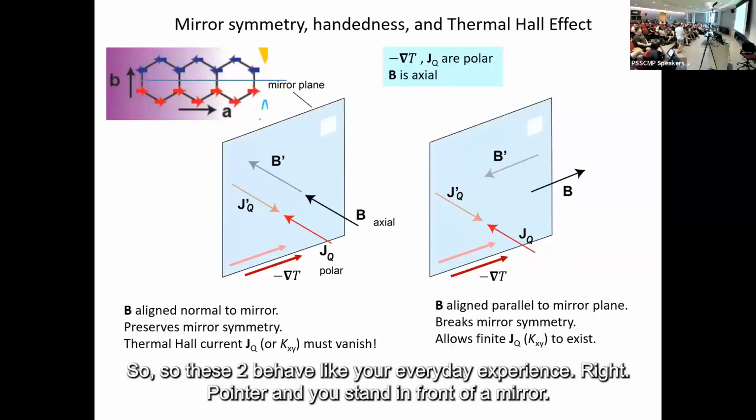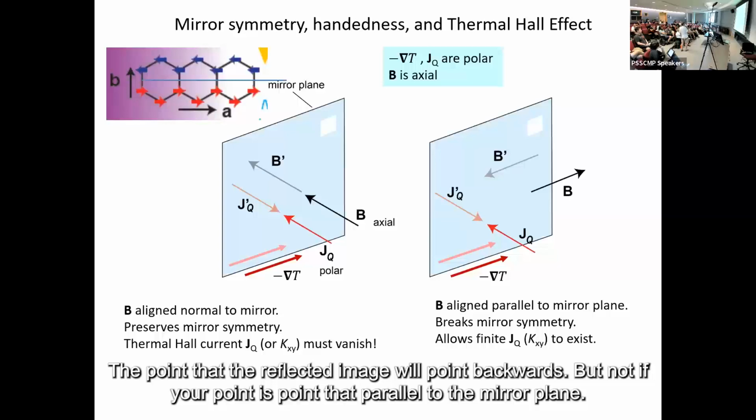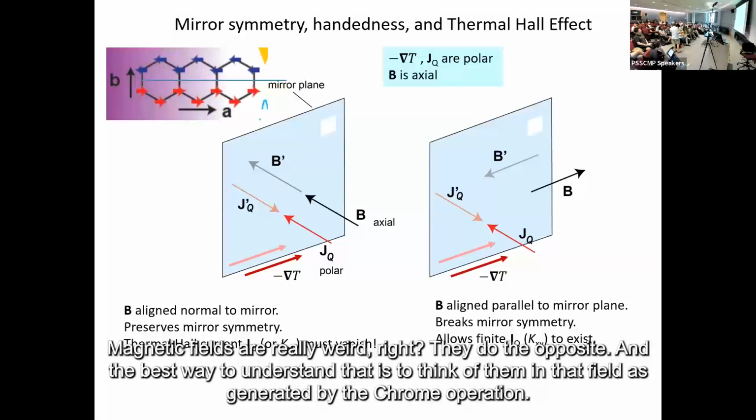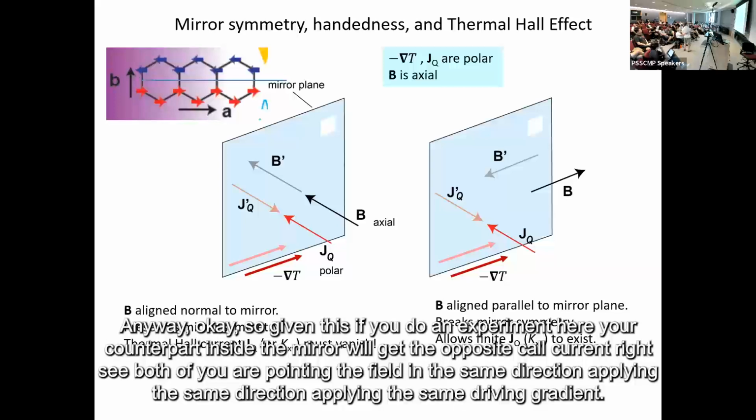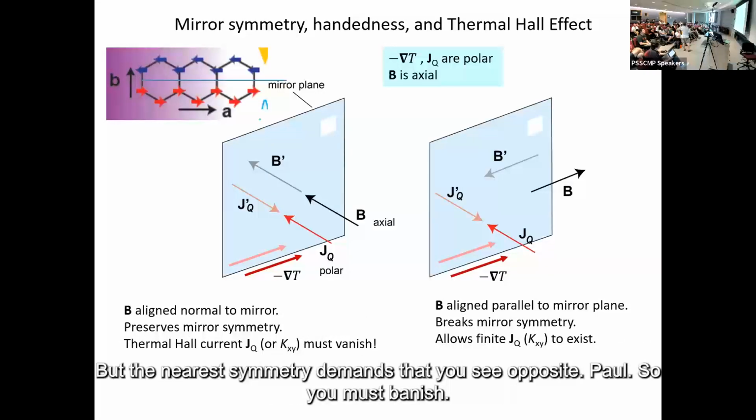These two behave like your everyday experience. If you take a pointer and stand in front of a mirror, the reflected image will point backwards, but not if your pointer is parallel to the mirror plane. Magnetic fields are really weird; they do the opposite. The best way to understand that is to think of the magnetic field as generated by the curl operation. Given this, if you do an experiment here, your counterpart inside the mirror will get the opposite Hall current. Both of you are pointing the field in the same direction and applying the same driving gradient, but the mirror symmetry demands that you see opposite Hall currents. So it must vanish.